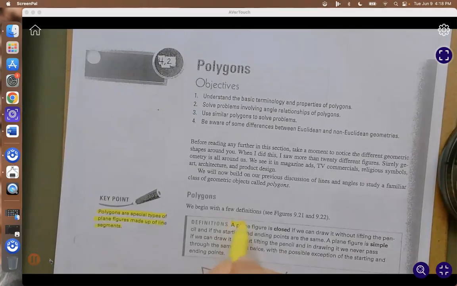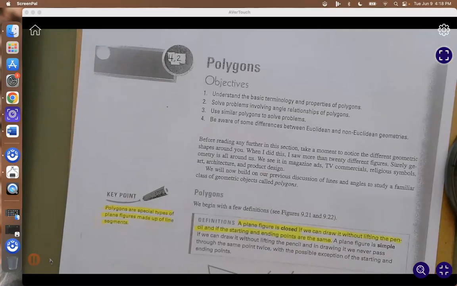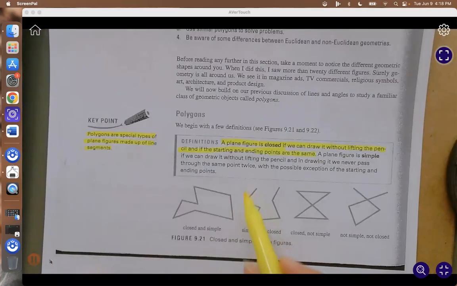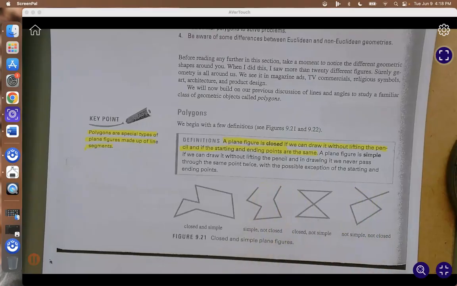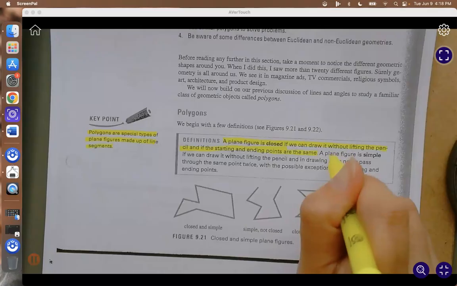A plane figure is closed if we can draw it without lifting the pencil, and the starting and ending points are the same. So, being closed means it's closed. Okay, so this is closed, not closed, closed, not closed, because this has an opening and this has an opening. So that's the difference between closed and not closed.